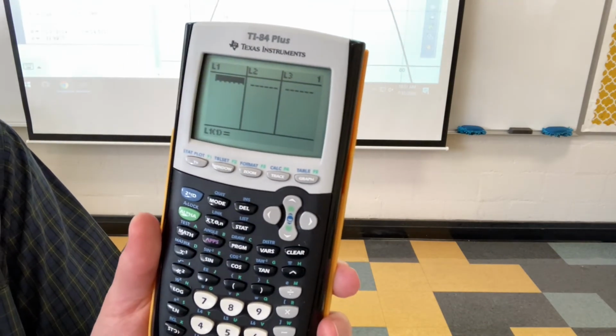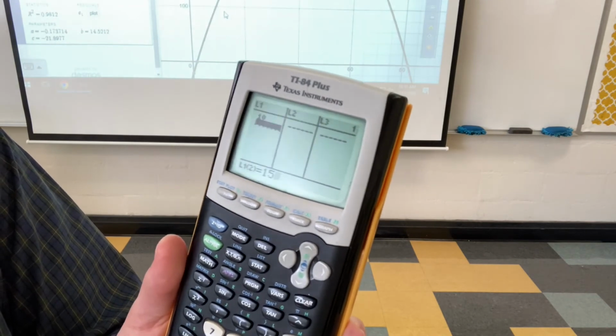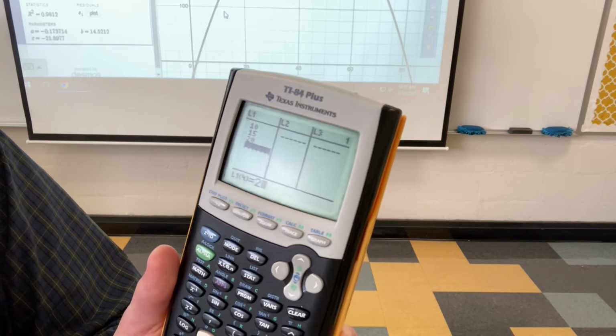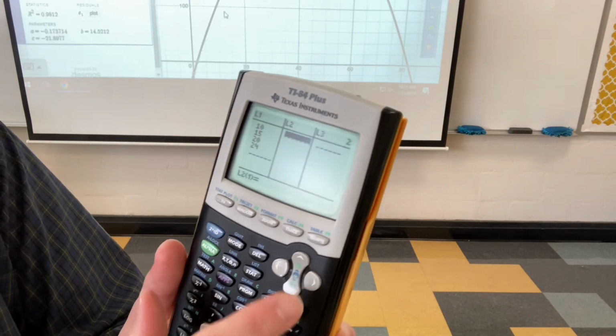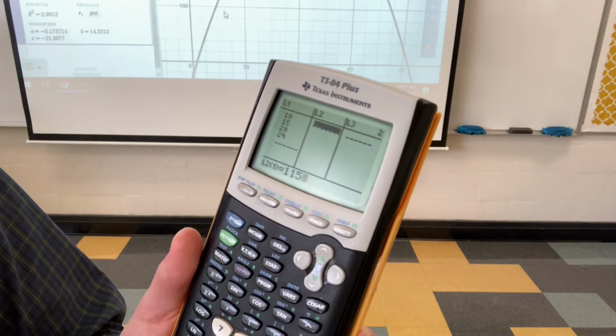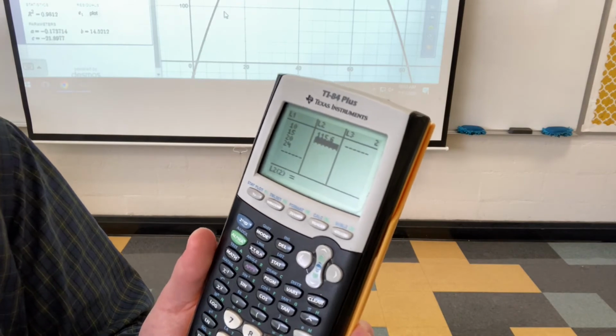So for example, 10, and then I'll hit enter, 15, enter, and you just go down the X values first, 20, enter, 24, enter, and so on. And then once I finish the X values, you can go over and type in the Y values, so 115, 0.6, and so on. And then you can go from there.